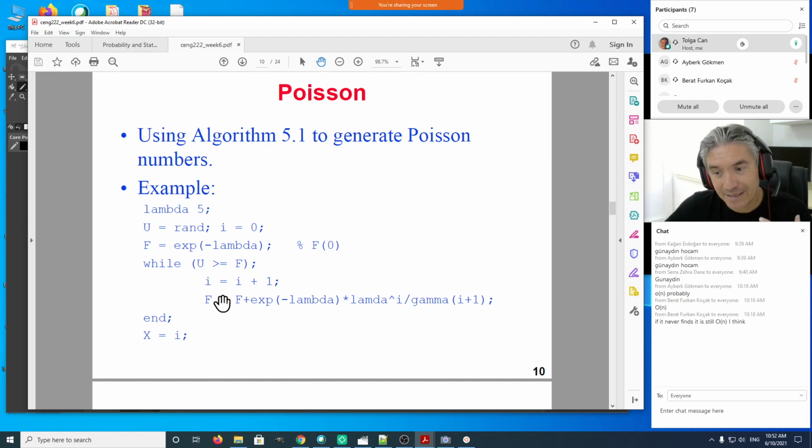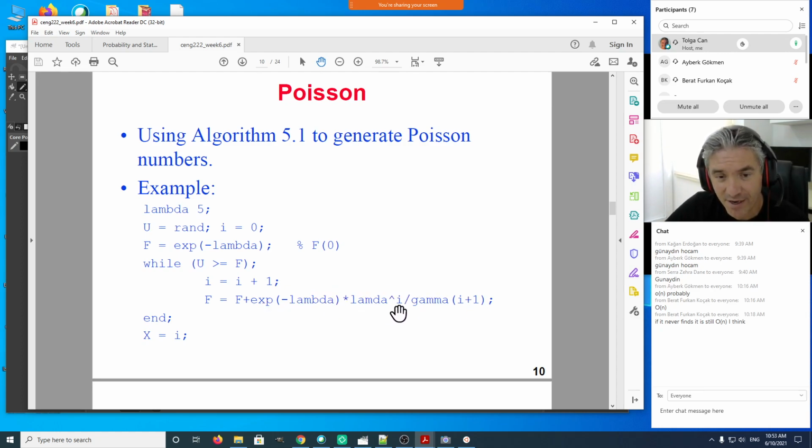Okay, so if you look at this function, this is e to the minus lambda, lambda to the power i, divided by gamma of i plus 1. Is this the CDF formula, or is it this? No, this is actually the PDF, I think, because we keep adding this. So this is the PDF, not the CDF.